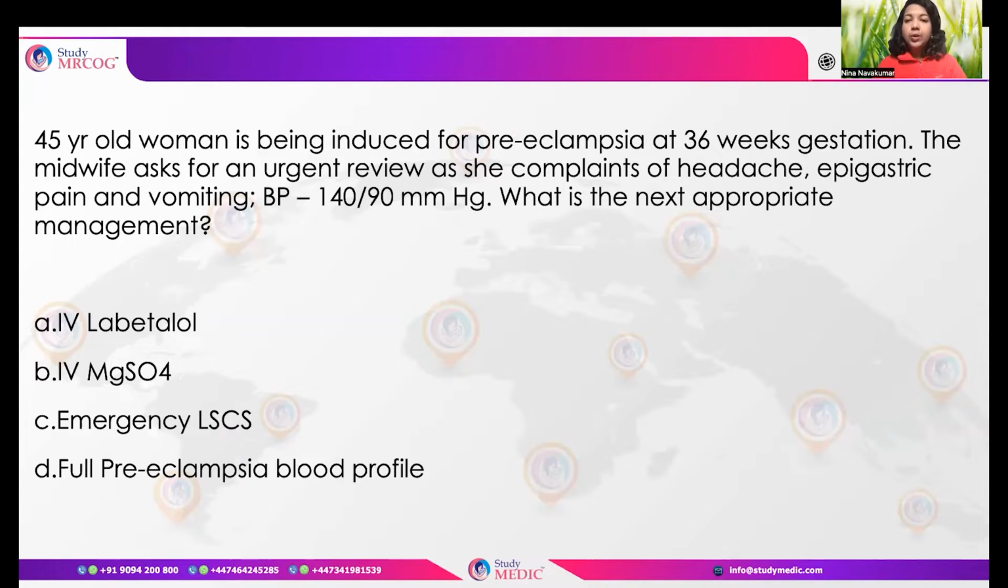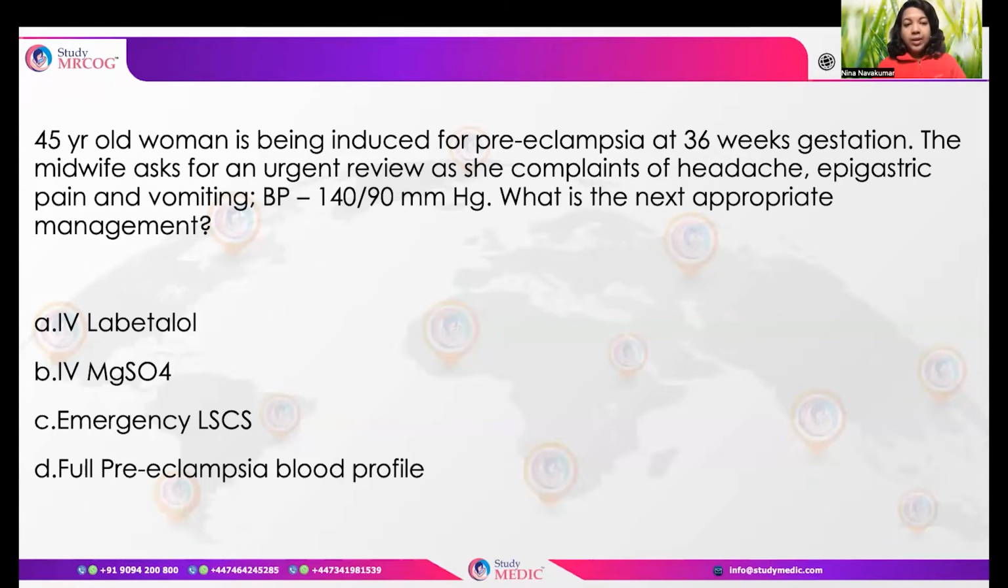A 45-year-old woman is being induced for preeclampsia at 36 weeks of gestation, and the midwife asks you for an urgent review as she complains of new onset headache as well as epigastric pain with vomiting. Her blood pressure is around 140 by 90 millimeters of mercury. So what will be your next appropriate management?